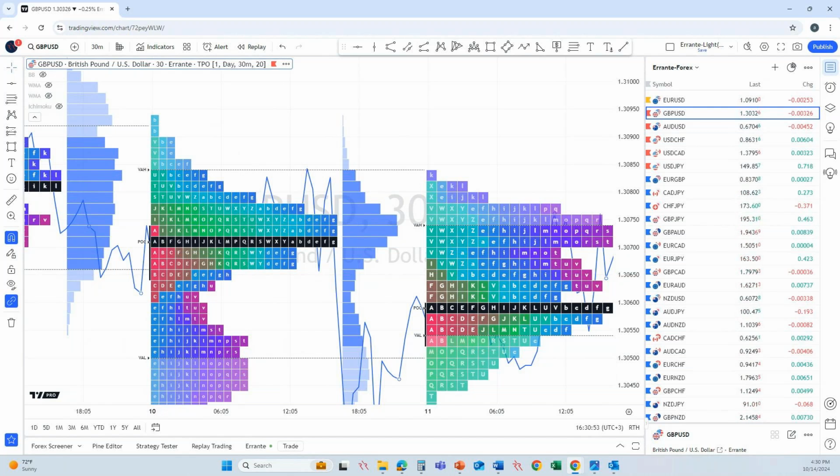So by reading the distribution of TPOs, you can get a good sense of where the market has found equilibrium, where there might be potential trading opportunity, especially when the market breaks out of these balance zones.